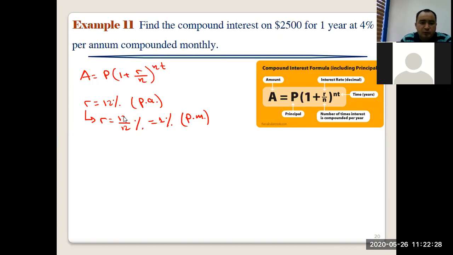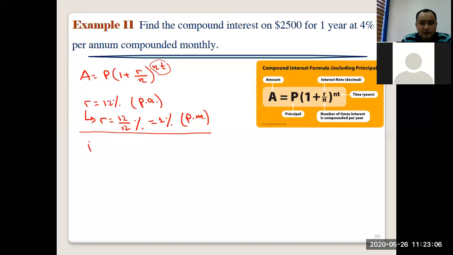Since it is per month, at the end of each month your interest is compounded. Now how many times is it going to be compounded in 1 year? 12 times. That's why here the time is 1, and N is 12. N is the number of compoundings, the number of periods. In 1 year, how many periods? We have 12, because it is compounded 12 times. So in this kind of question, you need to use this formula.